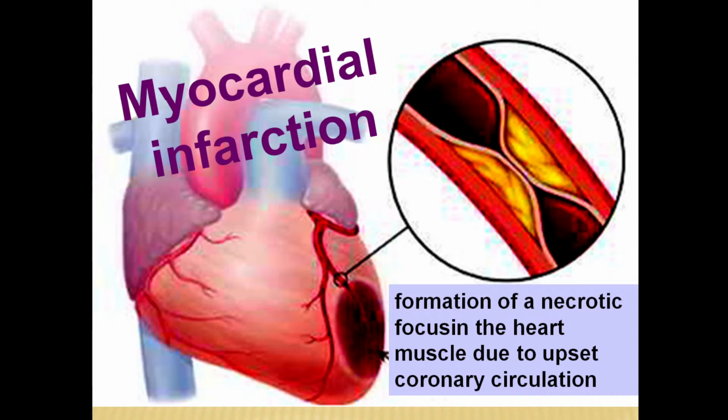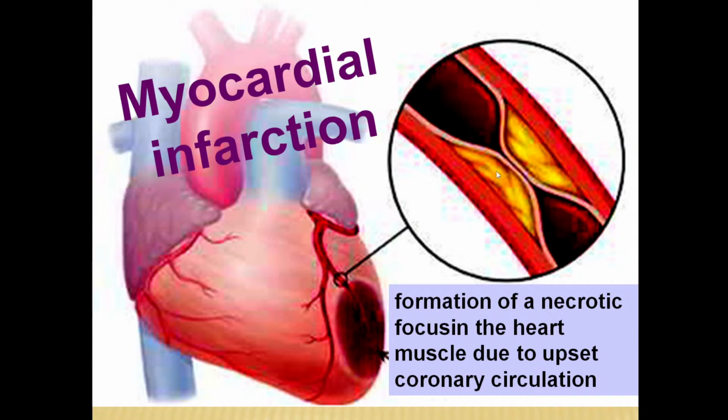Today we'll continue to talk about ischemic heart diseases, and today we'll talk about myocardial infarction. Last lecture I said that ischemic heart diseases may be manifested with angina pectoris, which is short-time constriction or spasm of coronary arteries, and a more grave pathology, myocardial infarction, which is characterized by formation of a necrotic focus in the heart muscle due to upset coronary circulation.